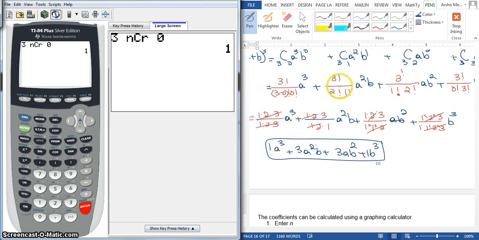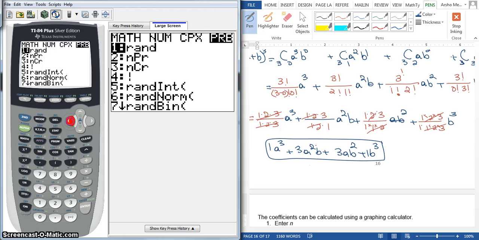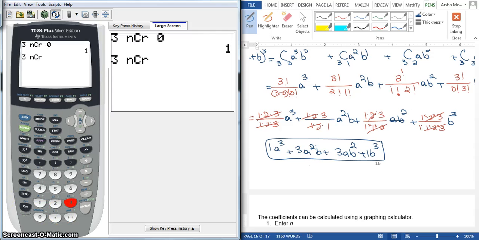For the second coefficient, n is 3, r is 1. So I put in 3, again, math, the probability tab, pick option number 3, and how much is r? 1. That gives me a 3, which is exactly what I was expecting. Okay?